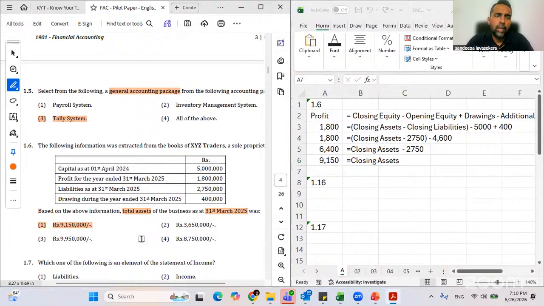Clear? So here you have to use the profit equation. What is the profit equation? The closing equity minus opening equity, that's the equity difference. You add back the drawings which has been deducted and you deduct the additional capital which has been added. So that's the formula. Then you know the equity equals asset minus liabilities, no? So closing equity means closing assets minus closing liabilities. We are using this equation to finally get the answer.